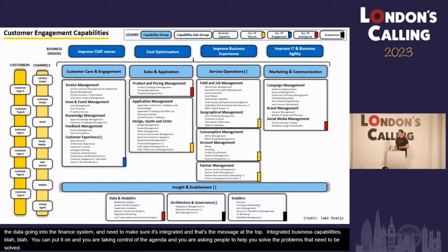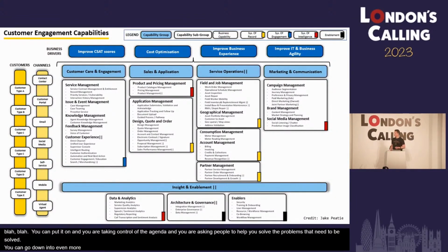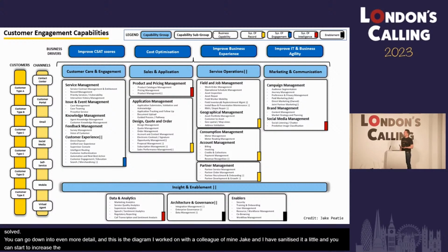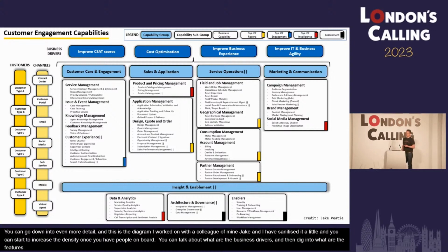And you can go down into even more detail. This is a diagram I worked on with a colleague of mine, Jake Peaty. I've sanitized it a little bit, but you can really start to increase the density once you've got people on board. You can talk about the business drivers, and then dig into the features and the lower-level capabilities by group. So you can begin to educate your audience more and more. Maybe don't lead in with that one at the beginning, but as you get people more engaged and you select your audience, they want a little bit more detail. This allows you to do that.